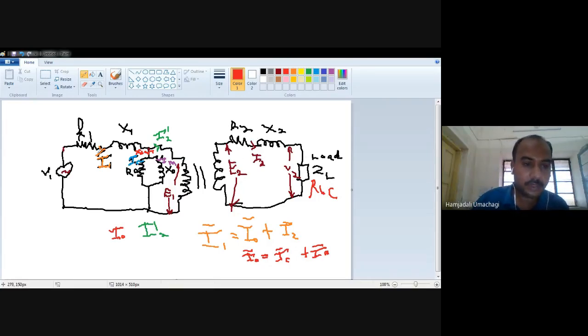Similarly, on the primary side, the primary current is I1. When it reaches the magnetizing branch, the current gets split up. Current I0 flows through the magnetizing branch, and the other component is I2 dash, which is decided by the load. So I1 is equal to I0 plus I2 dash. Similarly, I0 is the vector sum of IC plus IM. Is it clear, all of you?